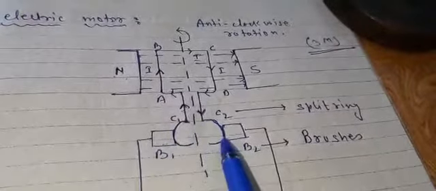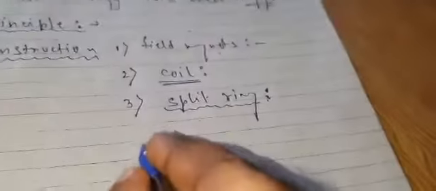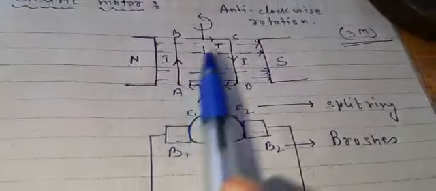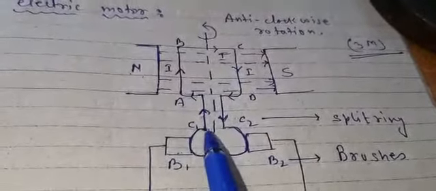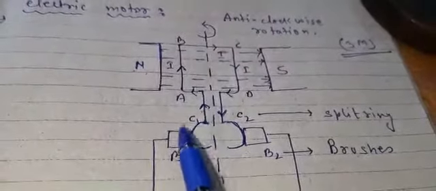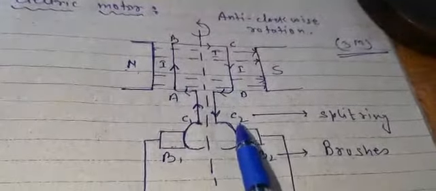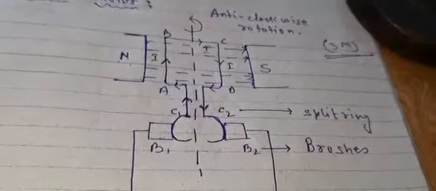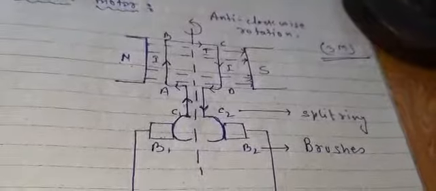Now the split ring is basically a C-shaped structure. They are of this type of structure, the C structure, and in this split ring there is a gap. They are not connected with each other. Basically, one arm of the rectangular coil is connected with the split ring C1, and another arm is connected with the split ring C2. I will explain the function of C1 and C2, the split ring, each and everything, right?